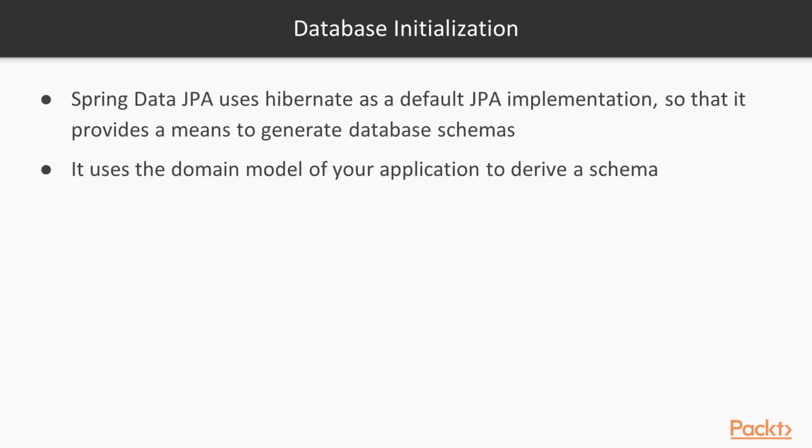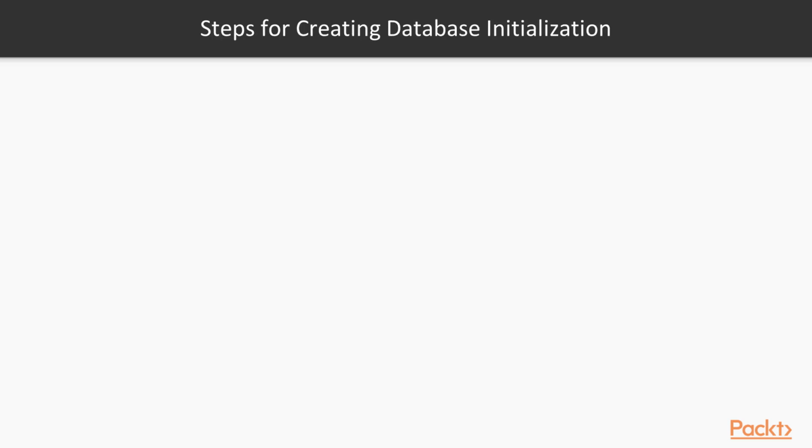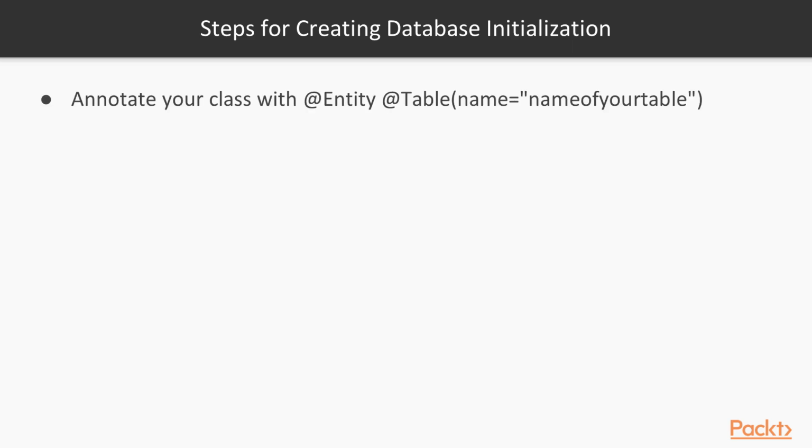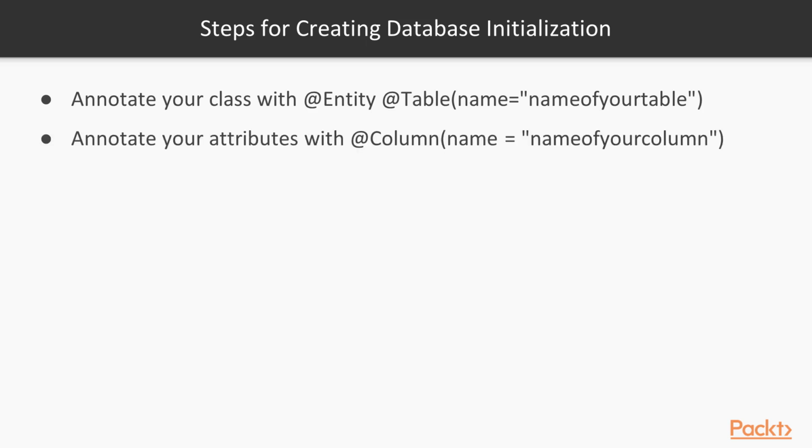You can also initialize databases based on your domain model with the help of Spring Data JPA. Internally, it uses Hibernate as default JPA implementation, so that a means is provided to generate database schemas. These are the steps you have to take to create a database schema. Annotate your class with entity, table, and the name of your table. Annotate your attributes with column and name of your column.